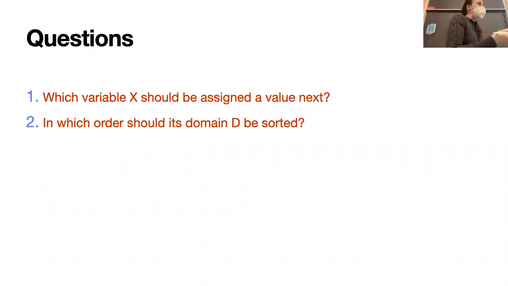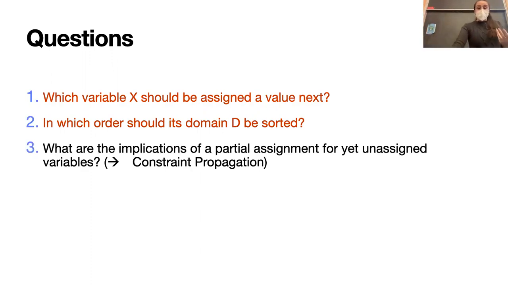Right. If we have a set domain, how do we think about what domain to try? Are there certain colors that are better than others? Are there certain numbers that are better than others for Sudoku? And this is relating to the implications of partial assignments for yet unassigned variables. This is what's leading us to our next idea, which is called constraint propagation. So what we're really leading to here is the idea of heuristics for constraint satisfaction problems.